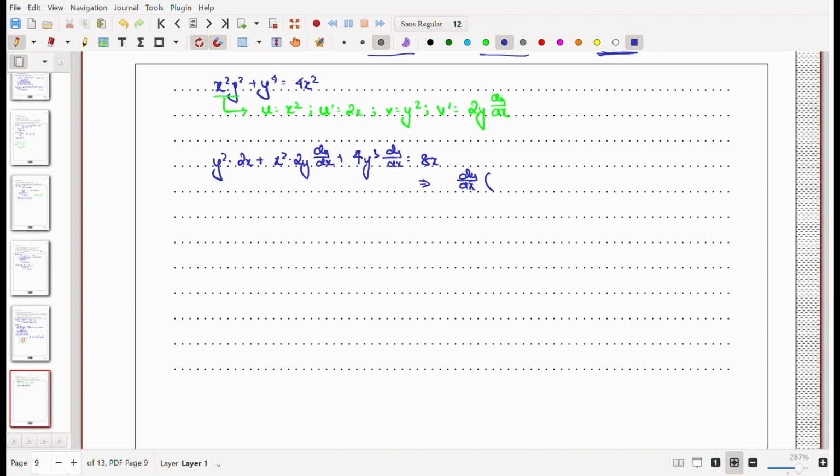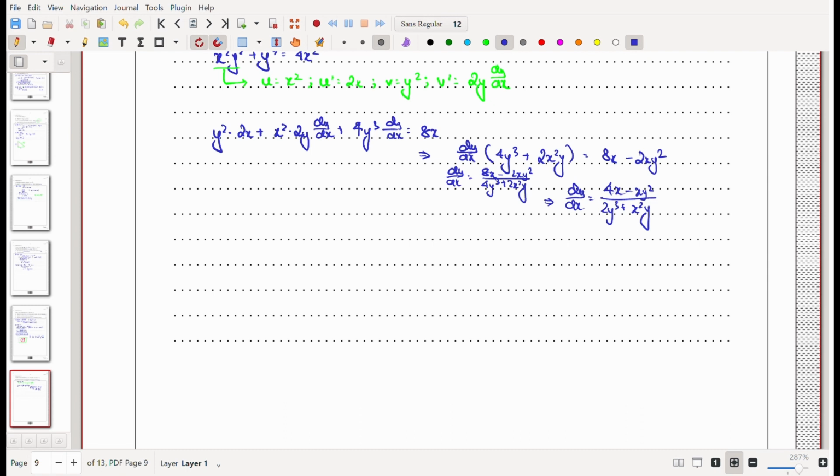So this means that dy by dx is equal to another function. But first of all, to isolate the dy by dx, we have to take it as common: 4y cubed plus 2x squared y is equal to 8x minus 2xy squared. So dy by dx is equal to 8x minus 2xy squared over 4y cubed plus 2x squared y. Now, of course, we can simplify this by taking 2 as common. So dy by dx is equal to 4x minus xy squared, whole divided by 2y cubed plus x squared y.